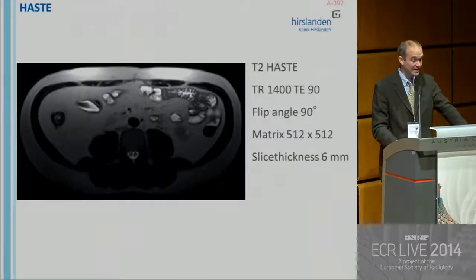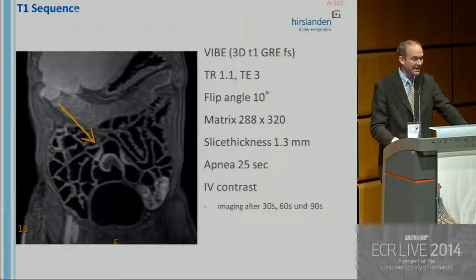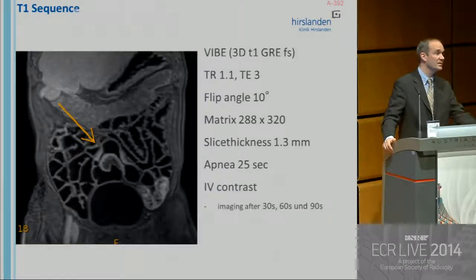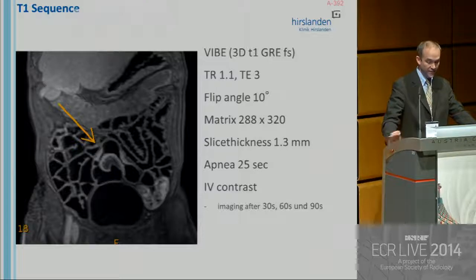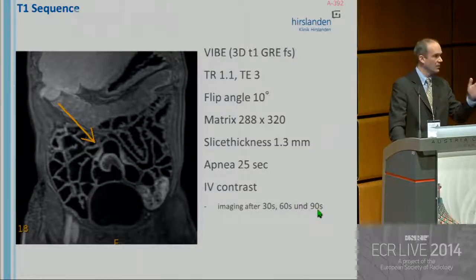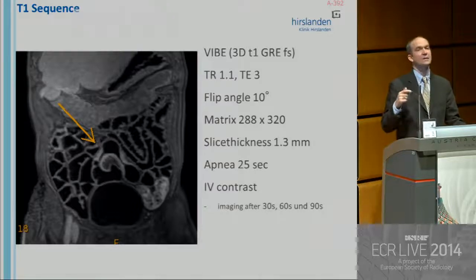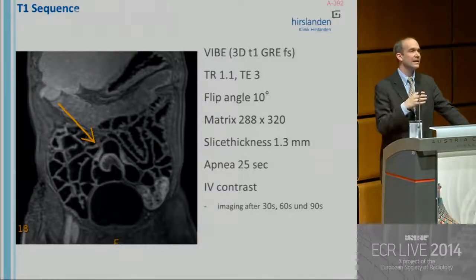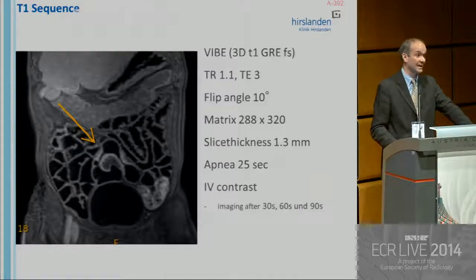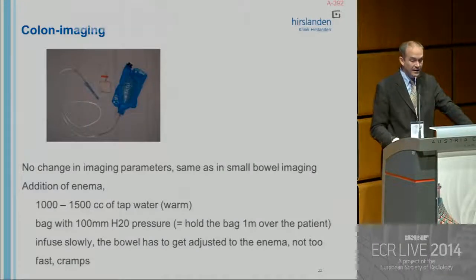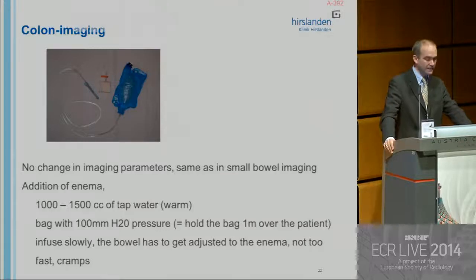The next is going to be a HASTE sequence, axial, and then there's the contrast sequence, which is very important from my point of view. And we do it dynamically, so without contrast, and then at 30, 60, and 90 seconds. We have timestamps so that we can really look at how the contrast is behaving within the different sections of the small bowel. Now, if you do colonic imaging, there's no change. That's how we do it. There's no change in the preparation, in the distension of the small bowel.